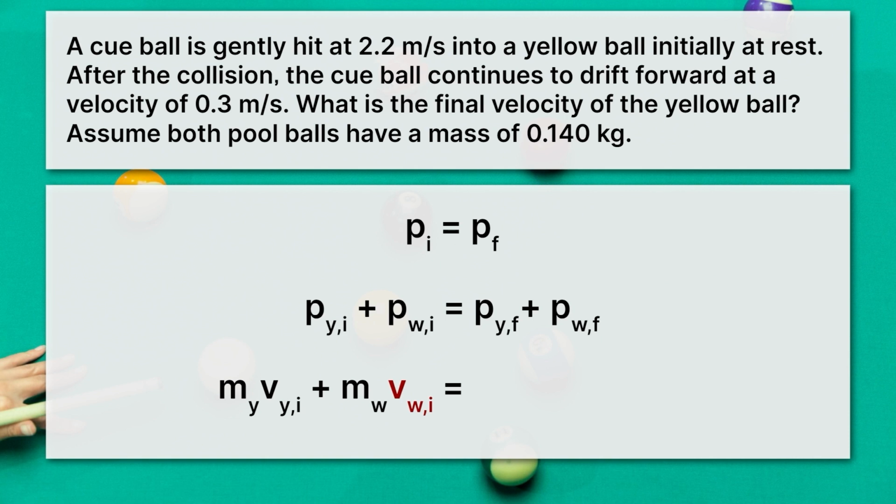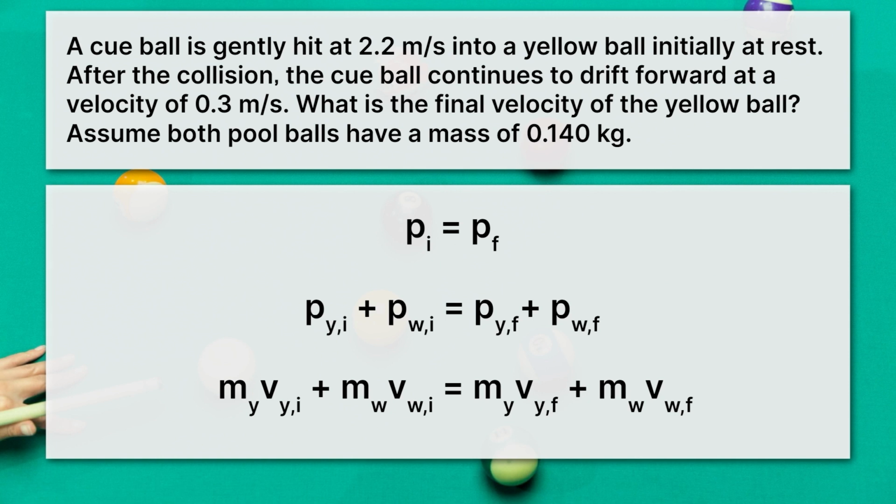Now, try to write the other half of that equation in terms of mass times velocity. So take a second and rewrite the momentum of the yellow ball and the momentum of the white ball in their final state, just like we have here on the left. Pause the video, give that a try. Here's what we should have gotten. That the mass of the yellow ball times the velocity of the yellow ball final, plus the mass of the white ball times the velocity of the white ball final is all equal to that final momentum on the right-hand side.